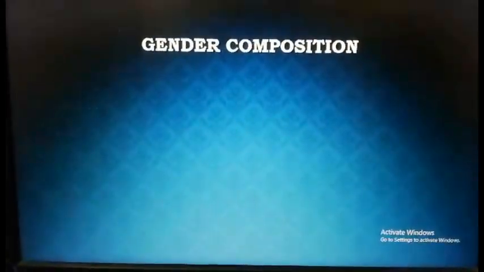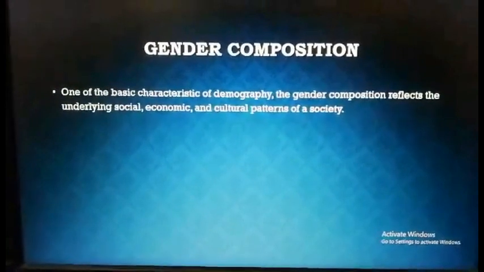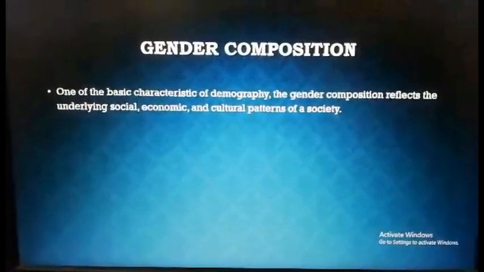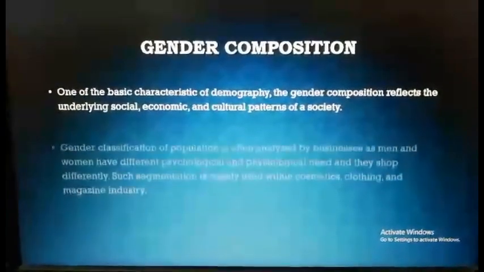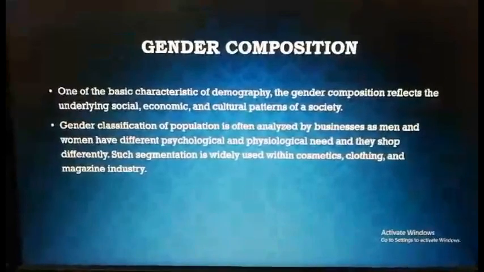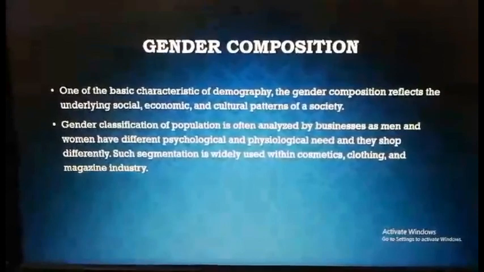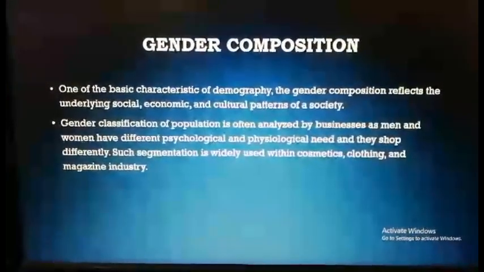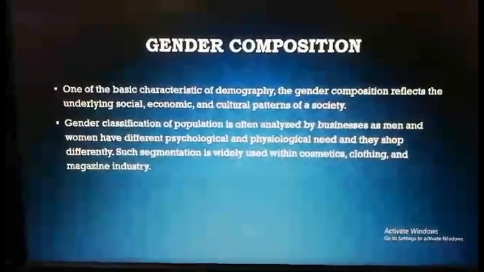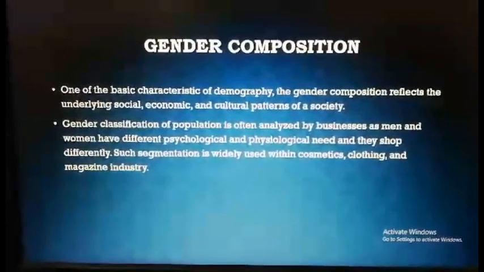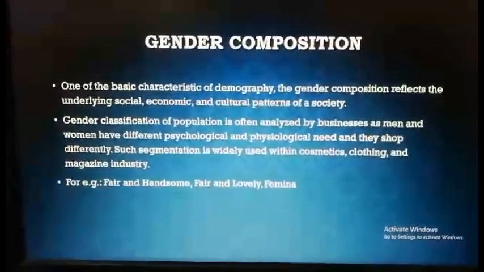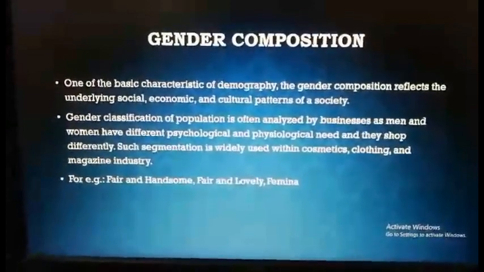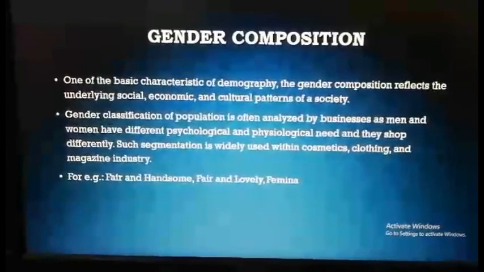Gender composition. One of the basic characteristics of demography, the gender composition reflects the underlying social, economic, and cultural patterns of a society. Gender classification of population is often analyzed by business as men and women have different psychological and physiological needs and they shop differently. Such segmentation is widely used within the cosmetics, clothing, and magazine industry. For example, Fair and Handsome, Fair and Lovely, and Femina.